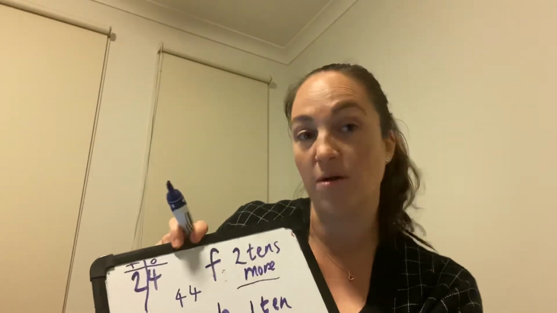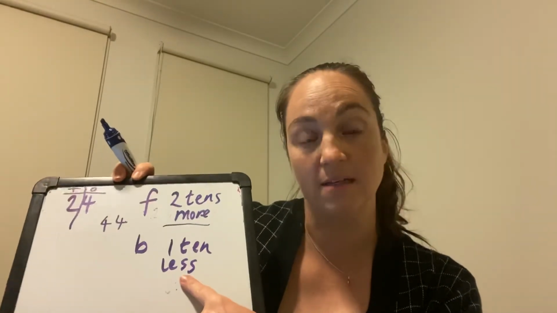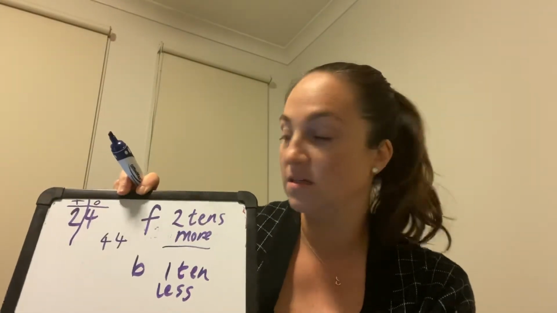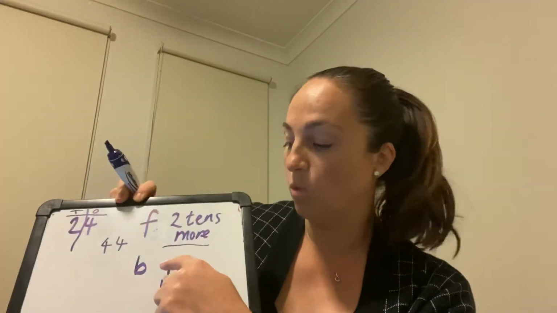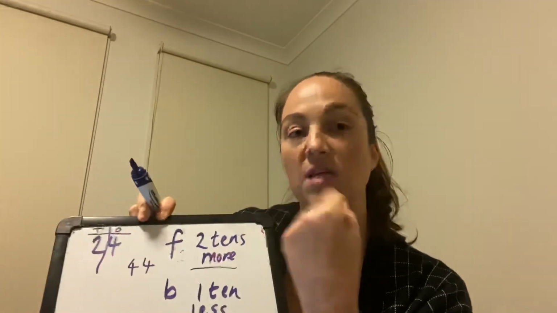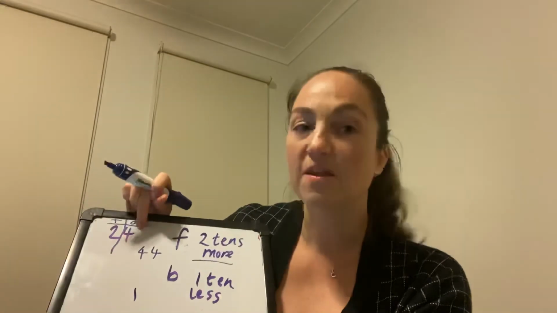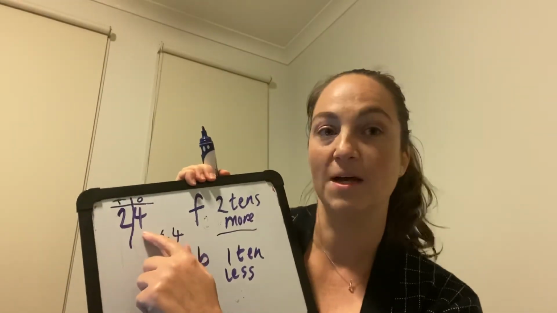Now let's have a look at my brother. My brother has 1 10 less. What does less mean? Smaller, backwards, take away, minus. How many 10s did I have? 2. What is 1 less? So what is 2 take away 1? 1. So my brother has 1 10. Don't forget the ones. Ta-da!